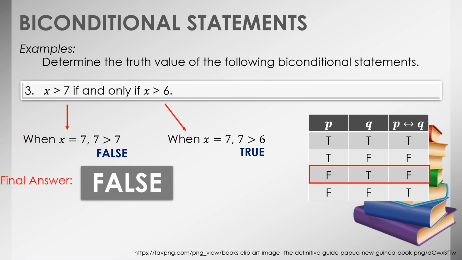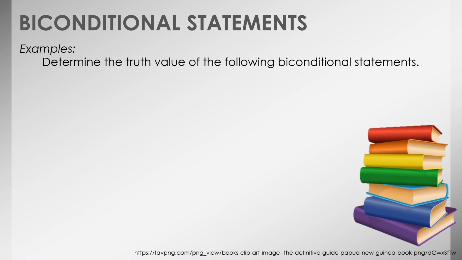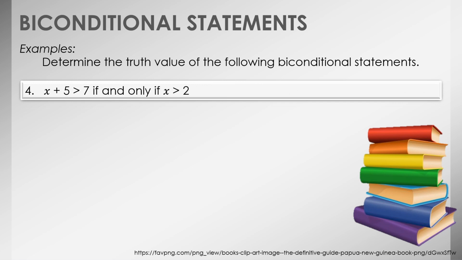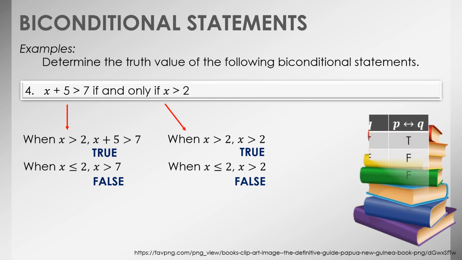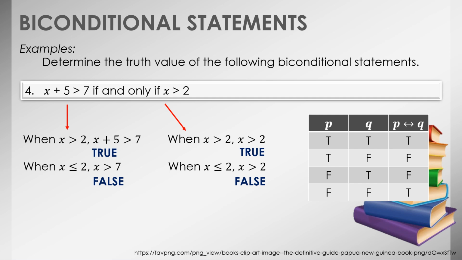And lastly, we have this. Observing the involved inequalities, we can see that both inequalities are true when x is greater than 2, as shown in the solution provided. Moreover, when x is less than or equal to 2, they also have the same truth value, but this time it is false. Thus, referring to the truth table, we can say that this lies either on the first or last case. Hence, the given biconditional statement is true.